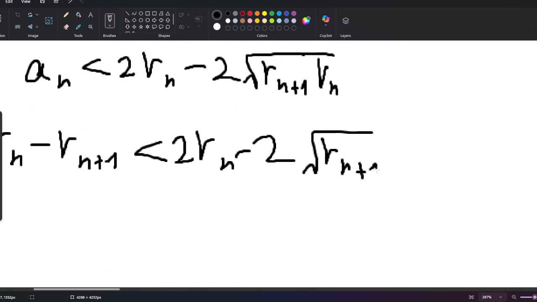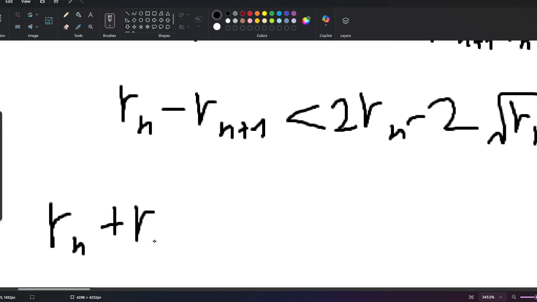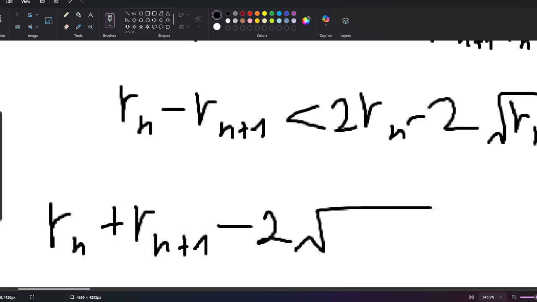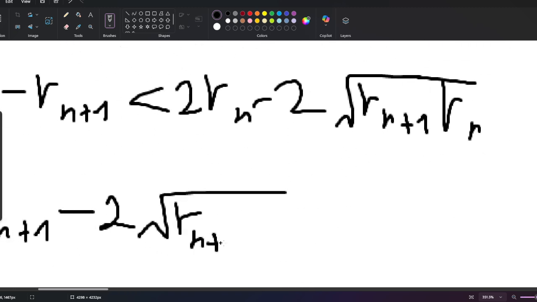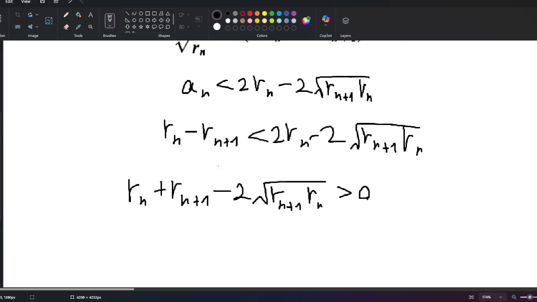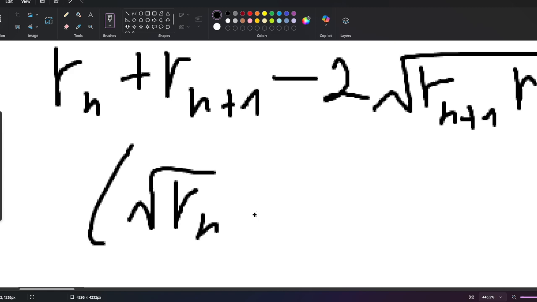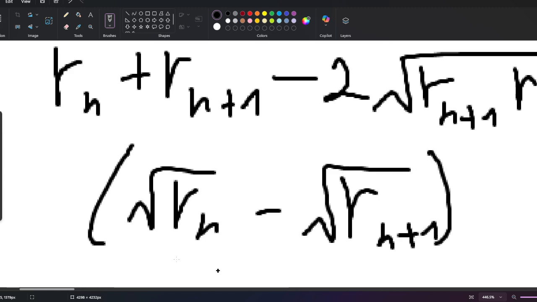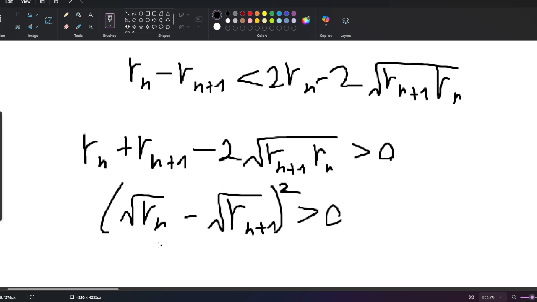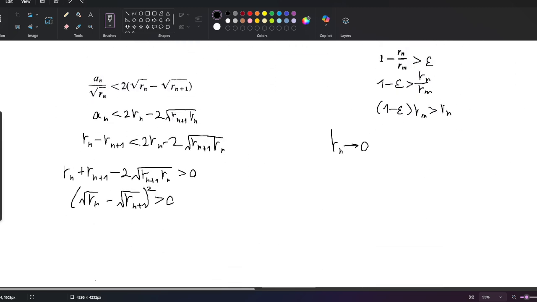Alright, so now what we can do is move all the stuff to one side. We have R_n plus R_{n+1} minus 2 times the root of R_{n+1} times R_n, and that's going to be greater than 0, I think. Alright. Now using this, and this is basically the difference of squares, so the square root of R_n minus the square root of R_{n+1}, squared, is greater than 0. That's going to hold true whenever these two parts are not equal, and that's going to be true for every n we pick. So this holds true.